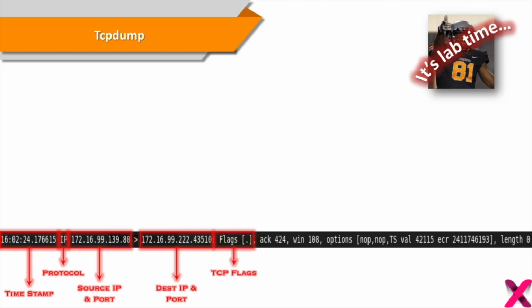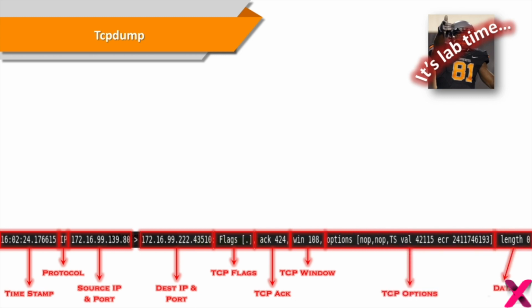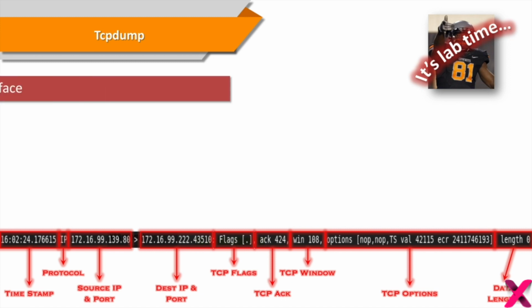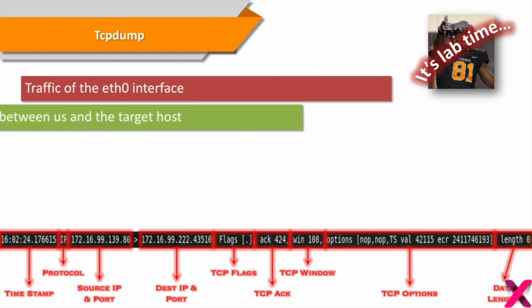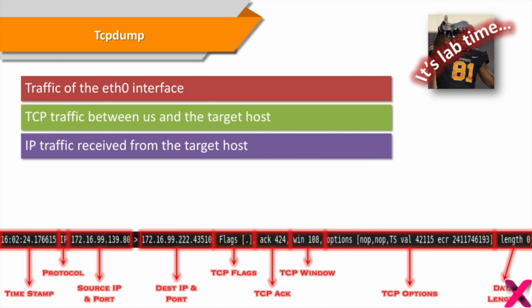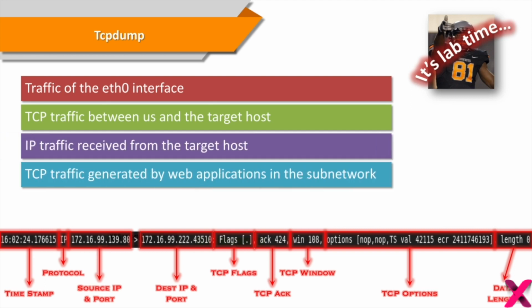Flags is the TCP segment flag. The packet on the slide doesn't have any flags set other than ACK. ACK is the acknowledgement number in the packet. TCP dump shows sequence and acknowledgement numbers relative to the initial sequence number by default. WIN is the source host's TCP window, and you see the options field. Length is the length of the data in the TCP segment. Length here is 0, so that means that no data is exchanged yet. So, that's enough for now.